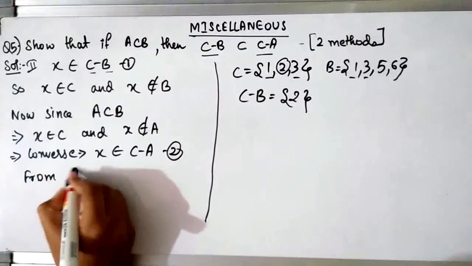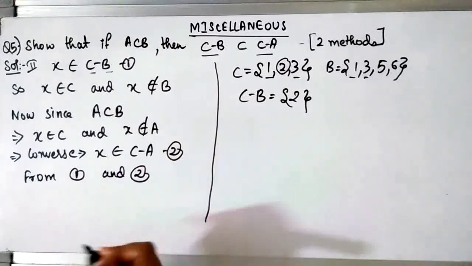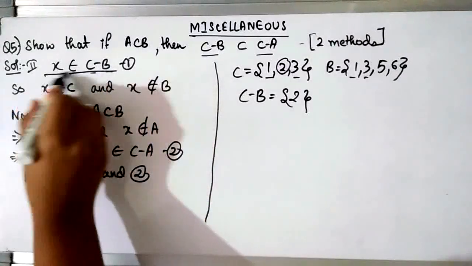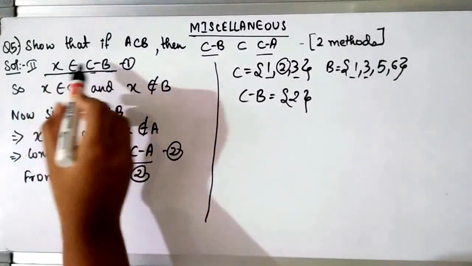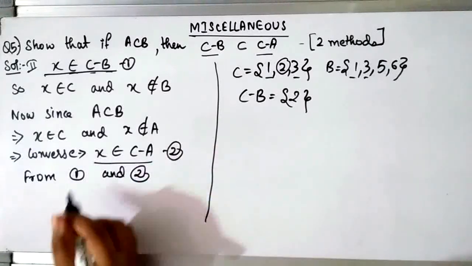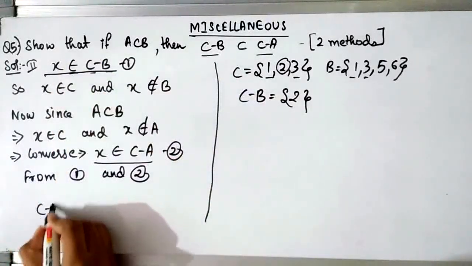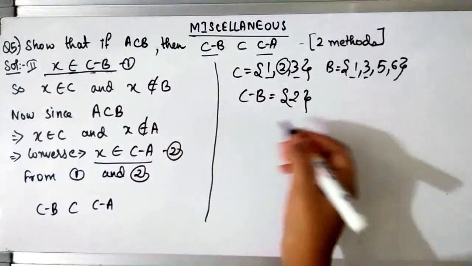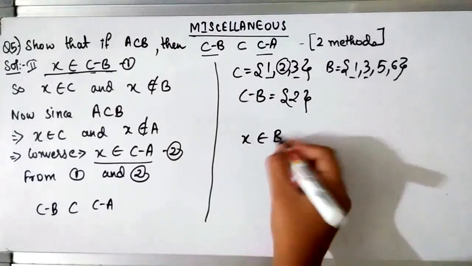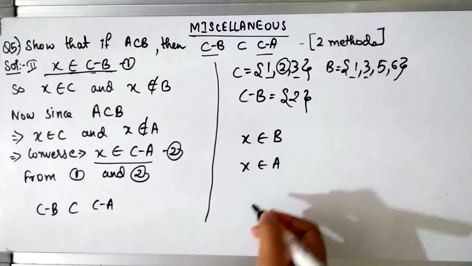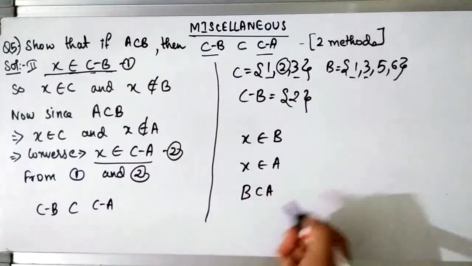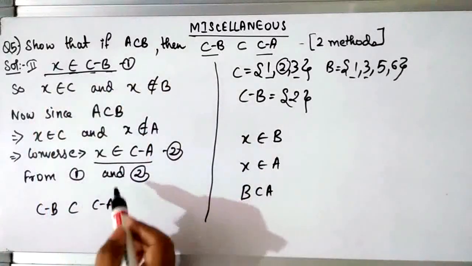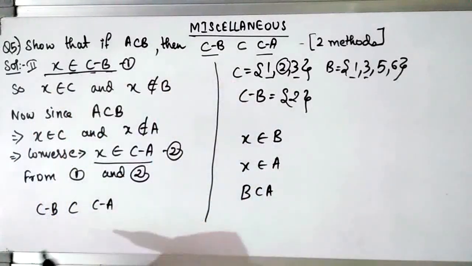So from these two equations, 1 and 2, what we can say is that if X belongs to C minus B, then X belongs to C minus A. Now we can say that C minus B is a subset of C minus A. In our previous questions also I told you that whenever we write that X belongs to B and then X belongs to A, it means that B is a subset of A. So here also X belongs to C minus B and X belongs to C minus A, so we can write that C minus B is a subset of C minus A. So this was the second method of proving the fifth question.